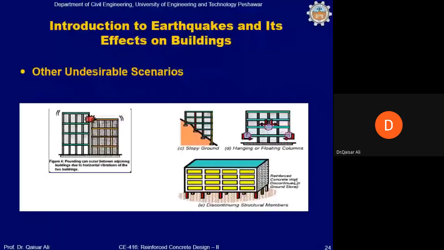These are some other undesirable situations where the two structures are located very close to each other. These adjoining buildings can hit each other, and the pounding action can cause localized collapse or localized damage to the structure like this. Similarly, if the structures are located on sloping ground, or on hanging or floating columns like this, it is also not good. And discontinuing structural members like this is also not good.